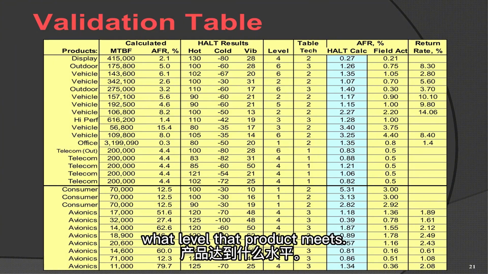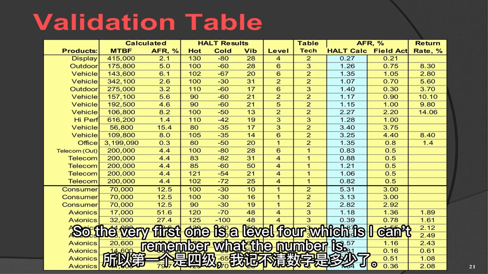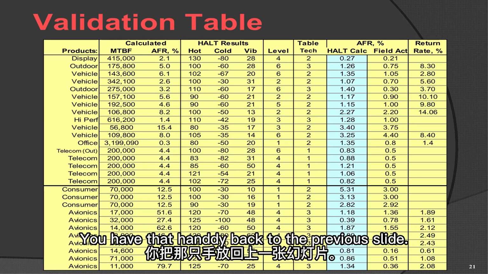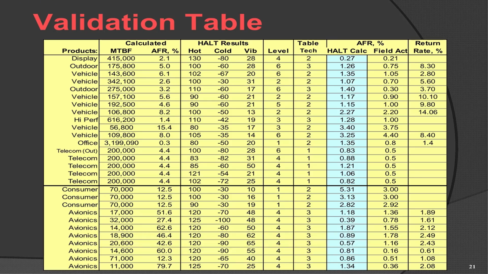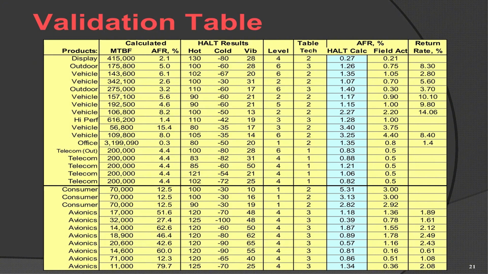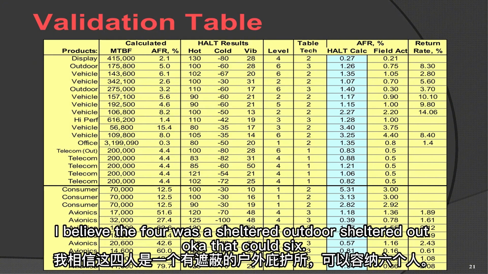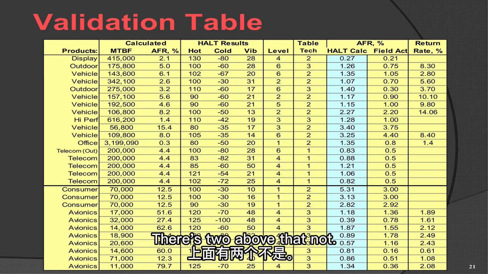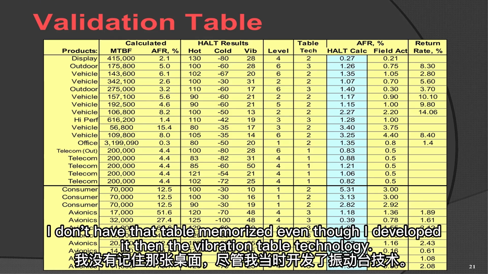What level that product needs, so the very first one is a level 4, which is, I can't remember what the number is. What's a 4, Mike? Do you have that handy? Back to the previous slide. Well, we can look at the polling questions. I believe the 4 was a sheltered outdoor. Okay. 4, 5, 6. Yeah, there's 2 above that, and I don't have that table memorized, even though I developed it.